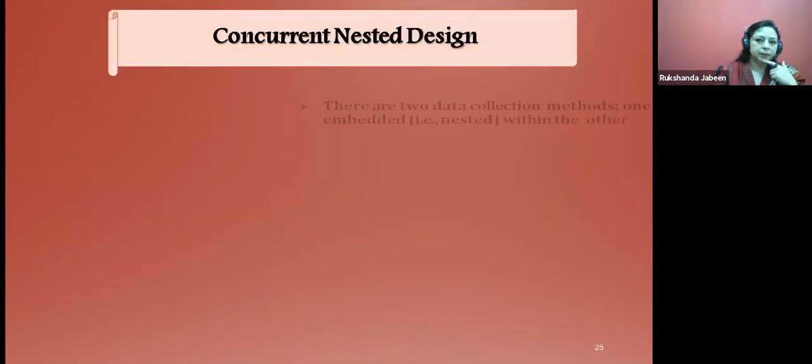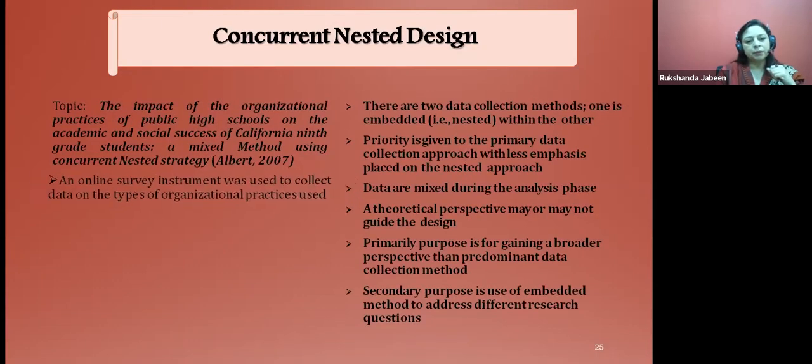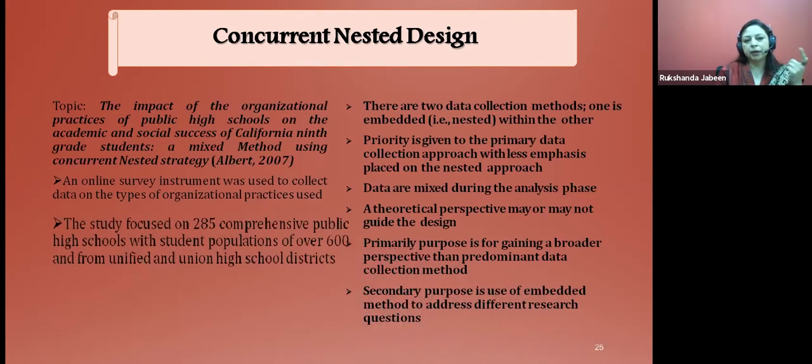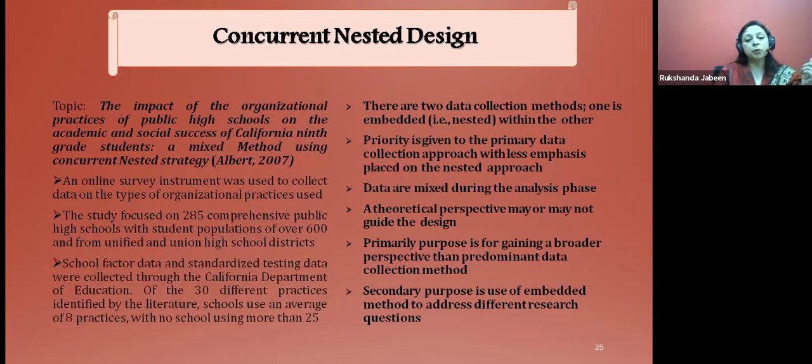Look at the example. The study by Albert Wu, 2007, was to find out the impact of organizational practices of public high schools on the academic and social success of California ninth grade students. An online survey instrument was used to collect data because there were quite many students. The study focused on 285 comprehensive public schools, which is a large sample, because when we talk about quantitative data, we need a broader, huge sample.